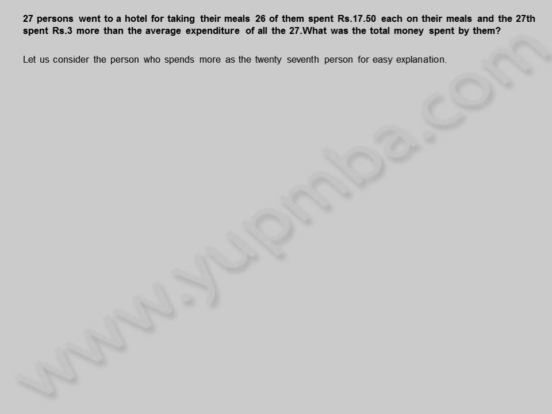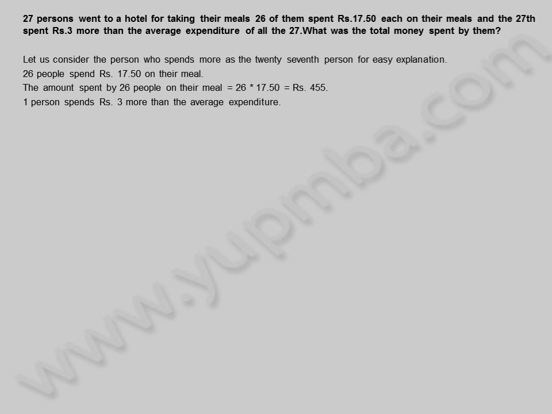Let us consider the person who spends more as the 27th person for easy explanation. 26 people spend 17.50 rupees on their meal. The amount spent by 26 people on their meal is equal to 26 into 17.50 is equal to 455 rupees. One person spends 3 rupees more than the average expenditure.